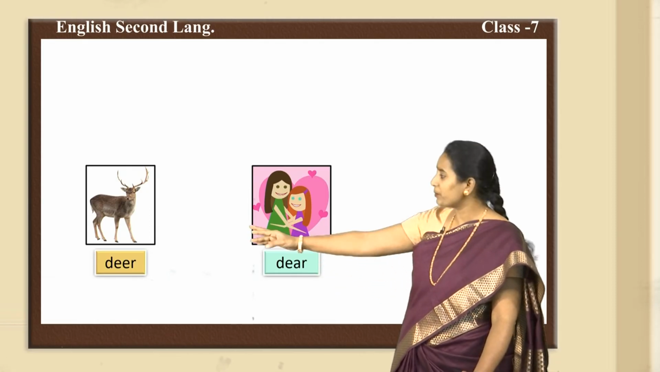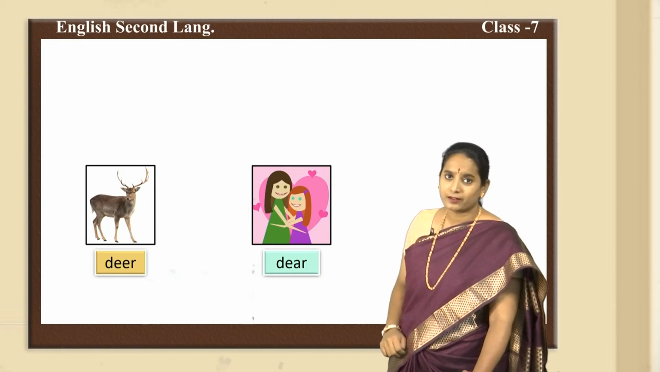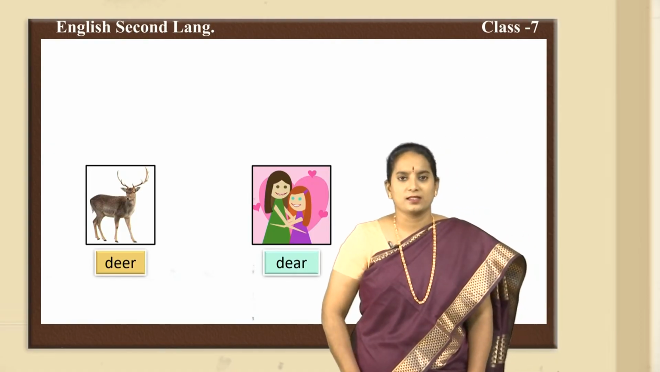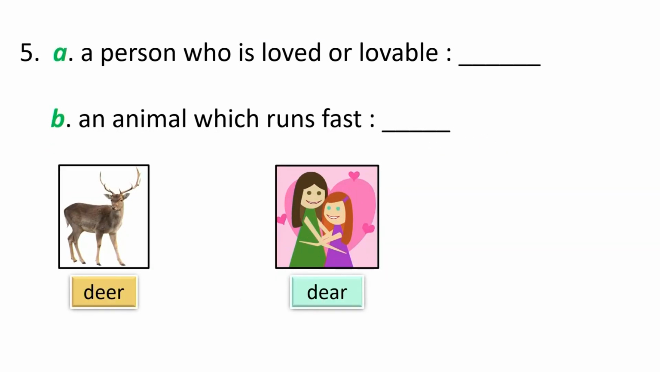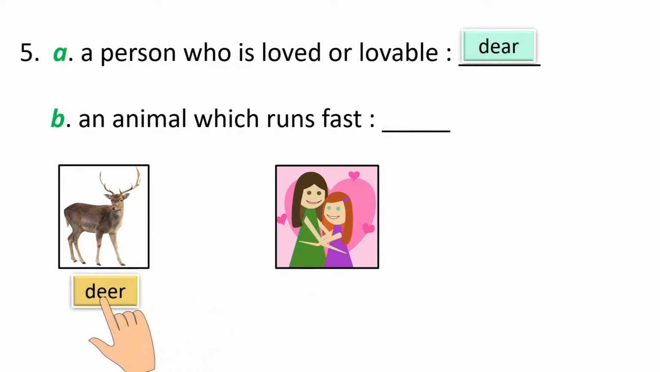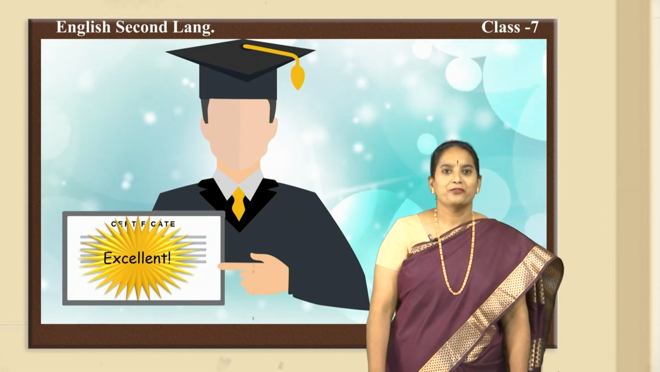Now, by looking at the pictures, you can make out the meaning. Now, let's look at the sentences. A person who is loved or lovable. Which word are you going to use here? Yes, you are right. It is D-E-A-R, dear. Next one, B, an animal which runs fast. It is D-E-E-R, deer. Well done, children.